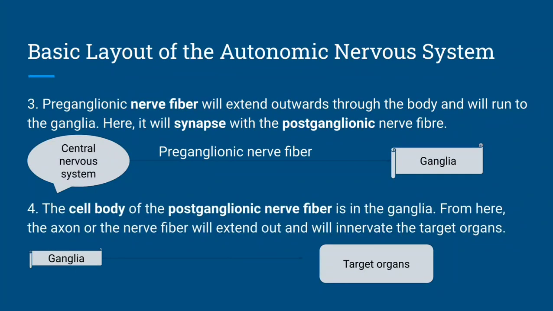So in the ganglia, basically, the cell body of the postganglionic nerve fiber is located, where post means after the ganglia. From here, the axon or the nerve fiber will extend out and will innervate the target organs.